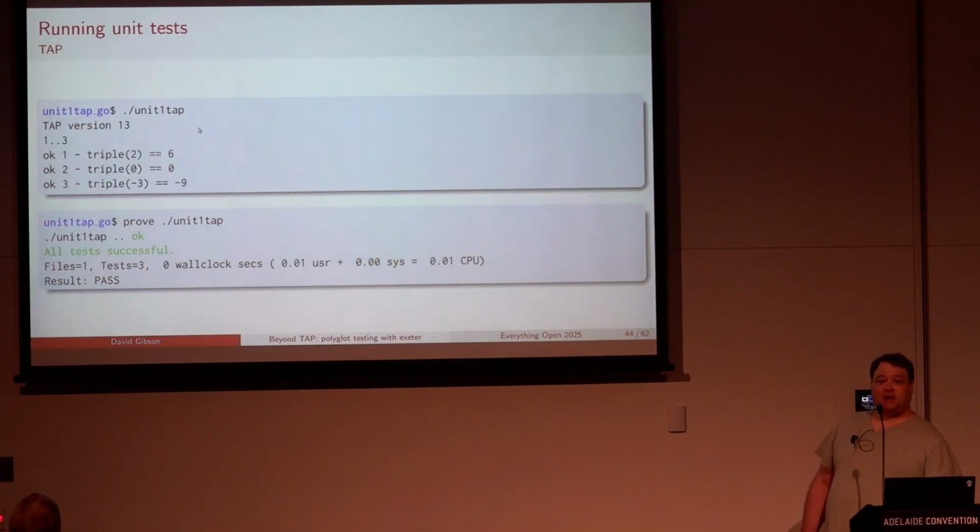You can run this manually and you can just look at the TAP output. There it is. Or you can run it in a runner that understands TAP. Prove is the classic one from the Perl world, and it runs all the things. There you go.